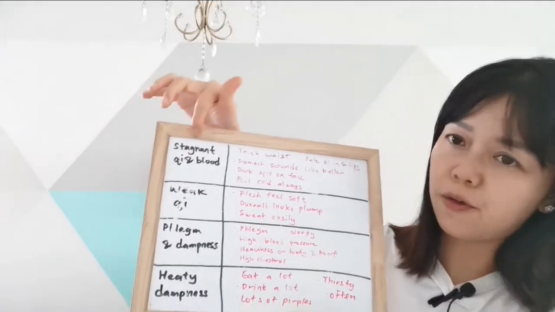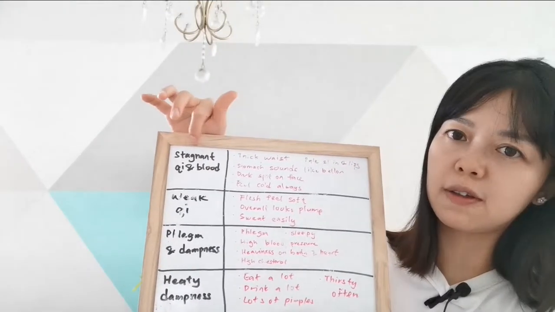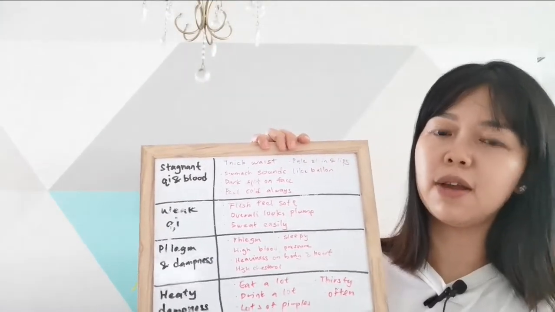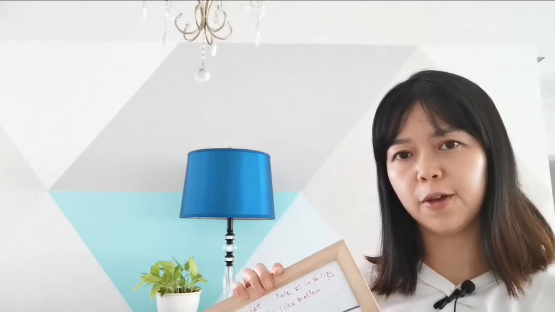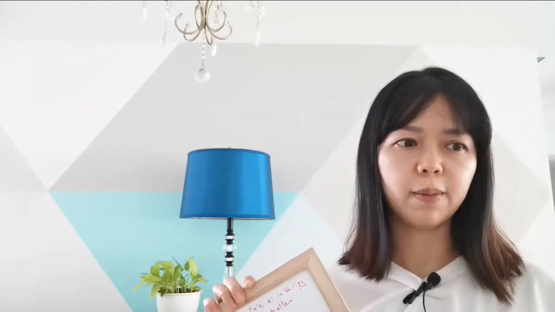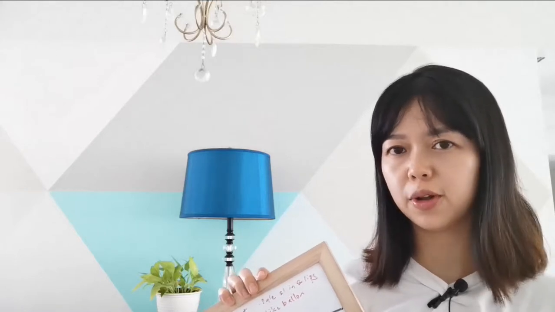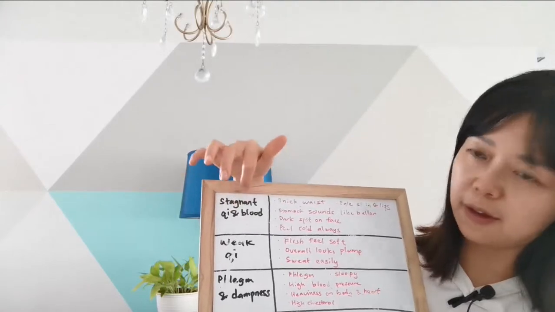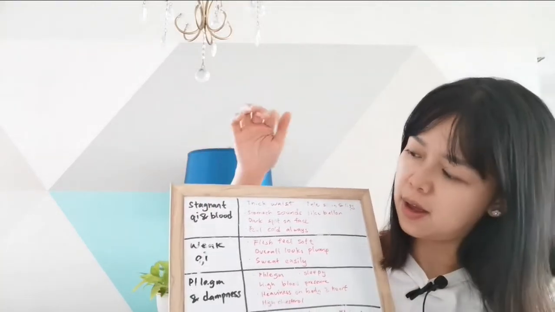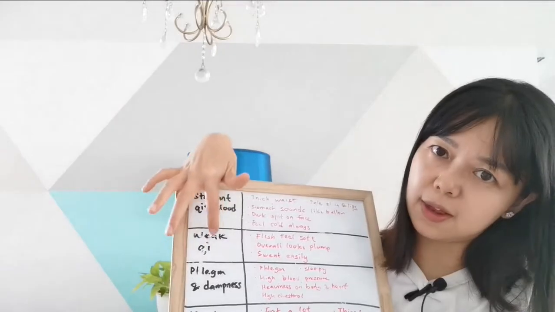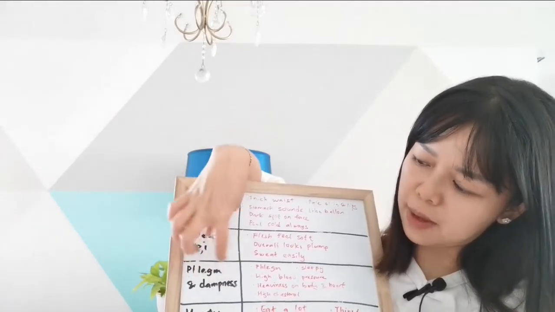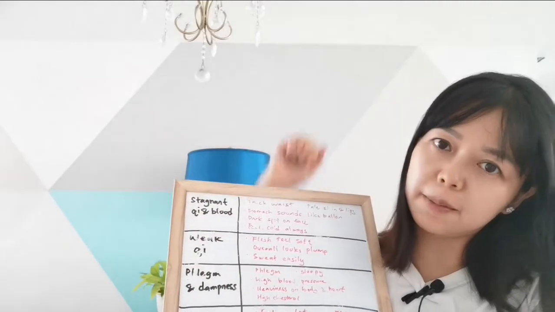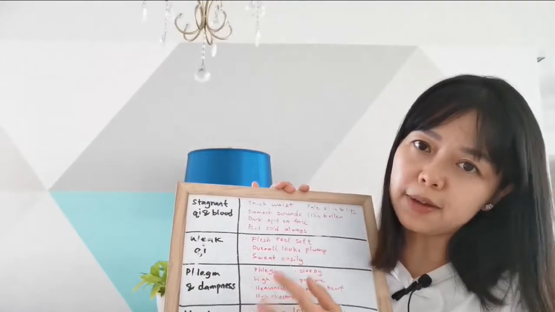So she shared about four reasons. The first one is stagnant qi and blood. For those who are familiar with Chinese medicine, qi refers to the energy flow in the body, which is as important as blood flow. A healthy body should have a good flow of qi and blood. So if our qi and blood is stagnant, it can cause obesity. And the second reason is weak qi. The third reason is phlegm and dampness, and the fourth one is heaty dampness. So we will talk about it later.